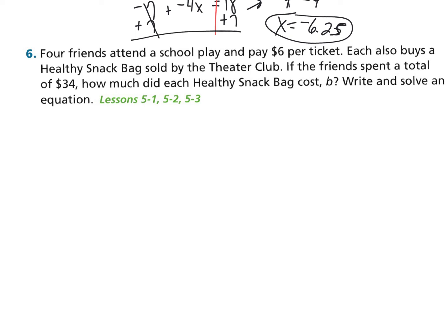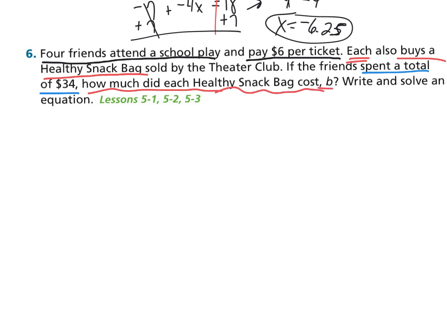Number 6, 4 friends attend a school play and pay $6 per ticket, and they each buy a healthy snack bag, so they spent a total of $34. And the question is, how much did each healthy snack bag cost B? Okay. If they didn't give us a variable, we could define a variable. We could say let B represent the cost of a healthy snack bag, or whatever letter you want to pick there.